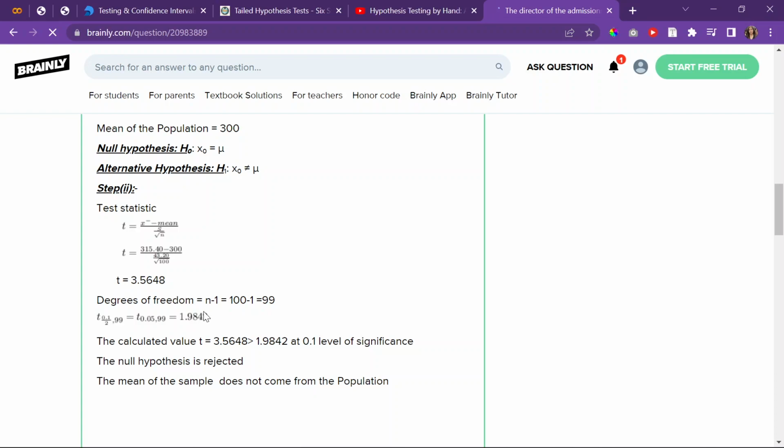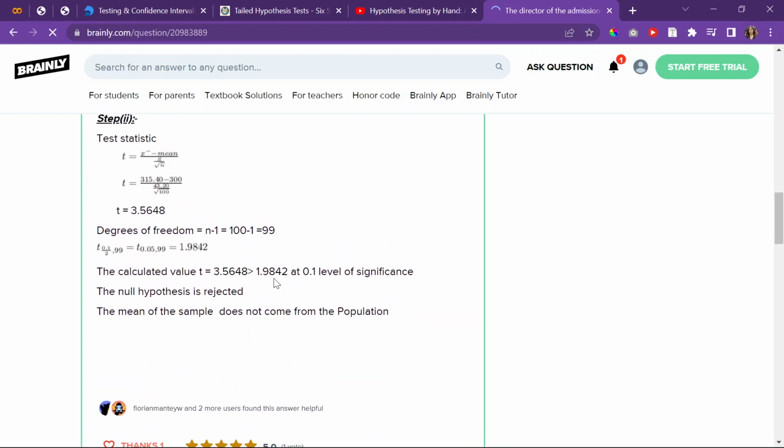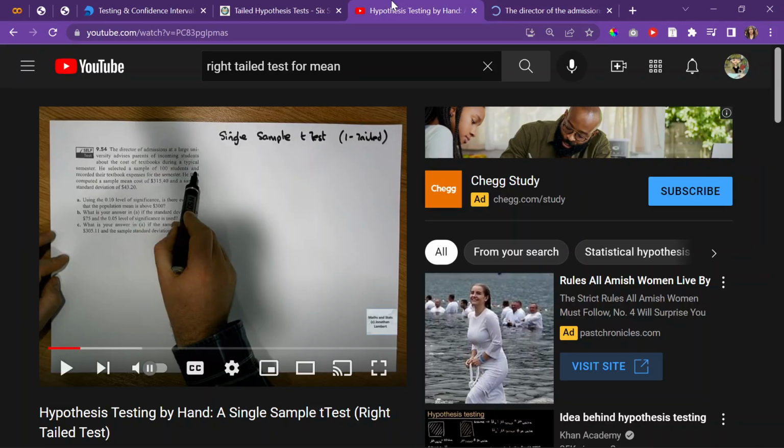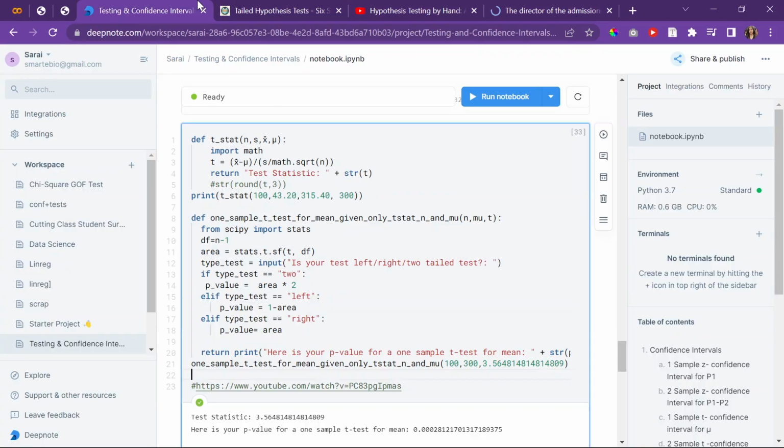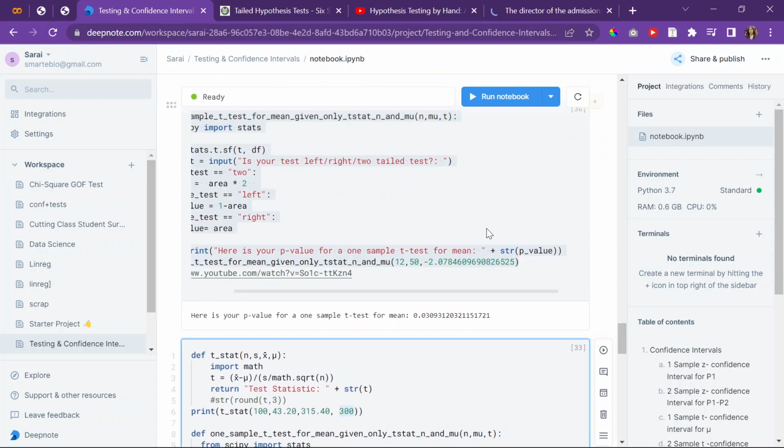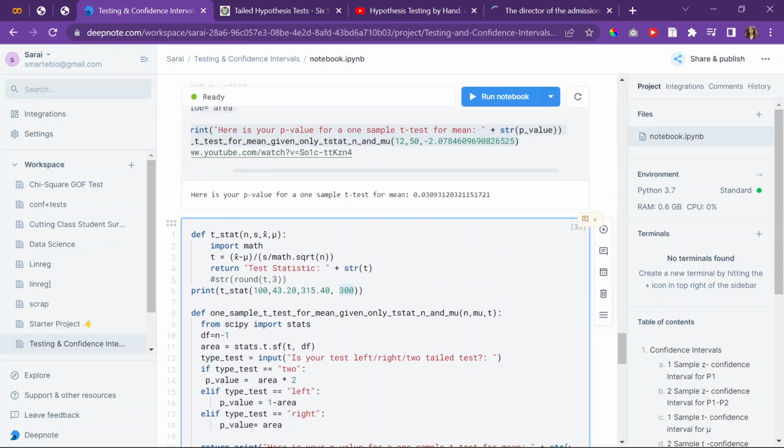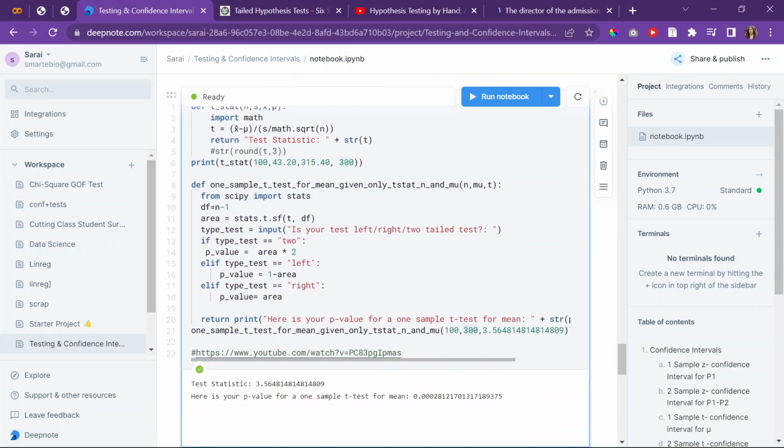What? 1.9842? Am I going crazy? What is this number? It's just supposed to be your p-value. Is that your p-value? 0.01 significance level. 100, right? It's known for 300, because that's what mu is. And then your test statistic. I don't know.